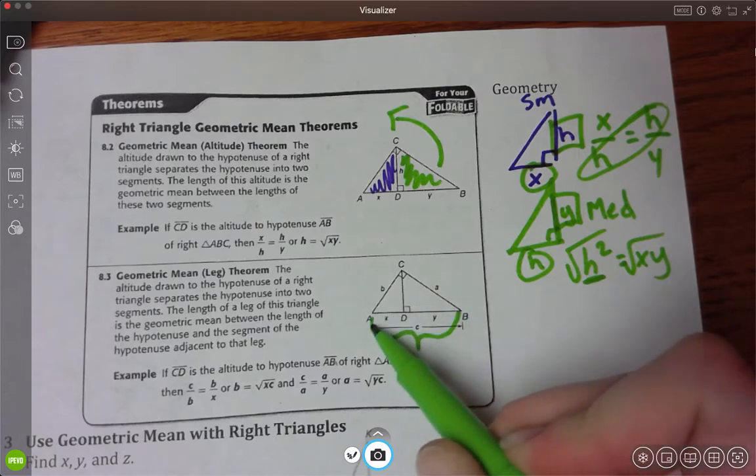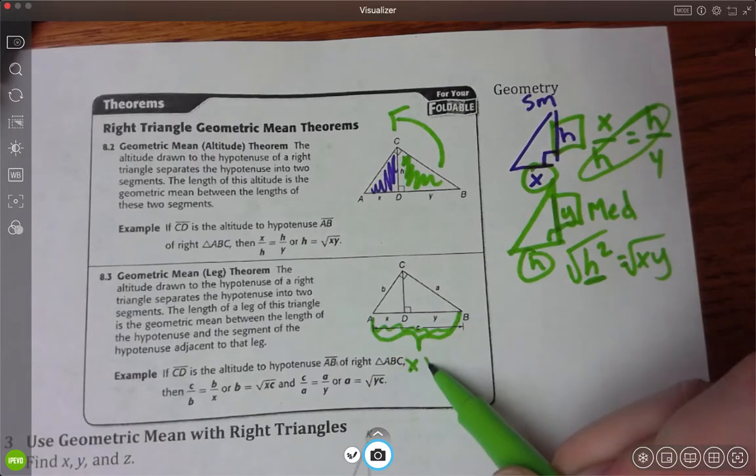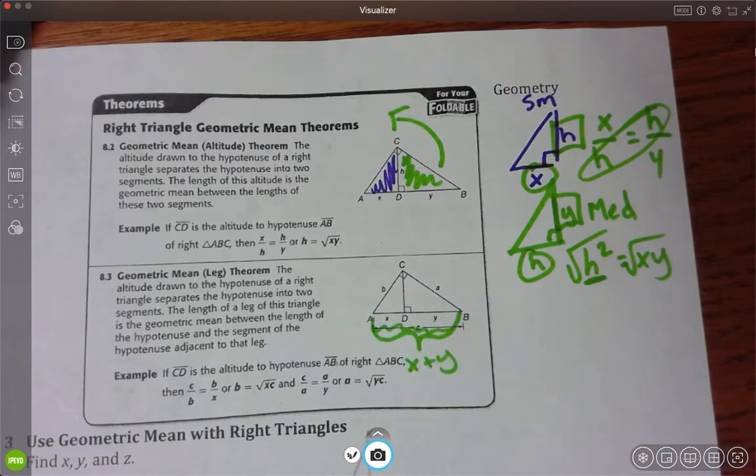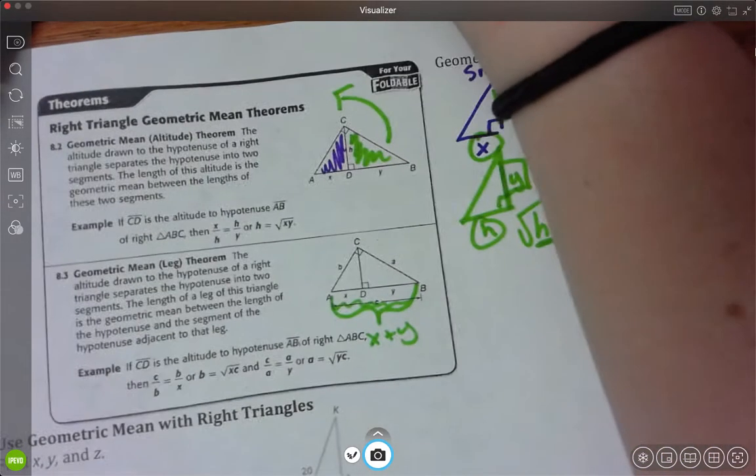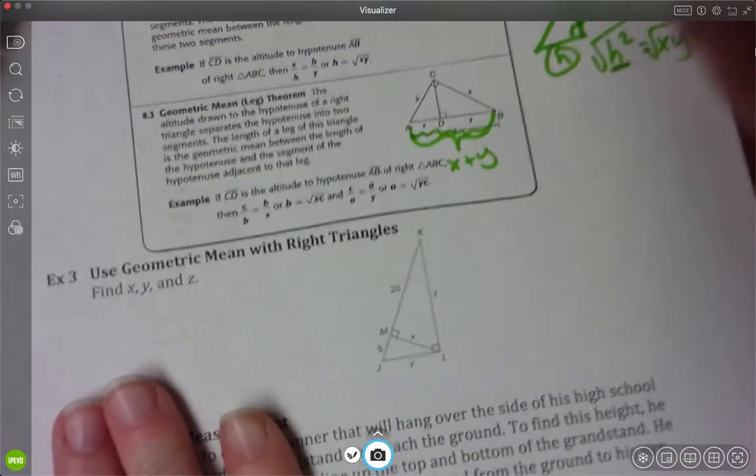Or if they didn't have that labeled as C, you could call that like X plus Y, because that's X and Y together. So just depending on whether you're given numbers or variables, you might want to label it differently. Okay, so let's go down to example 3, and they say find X, Y, Z.